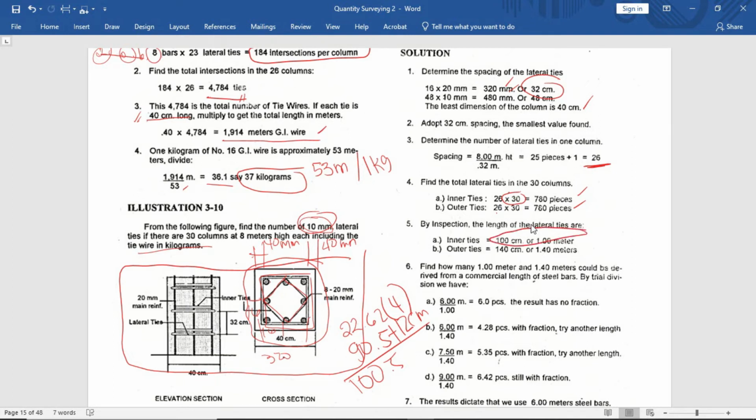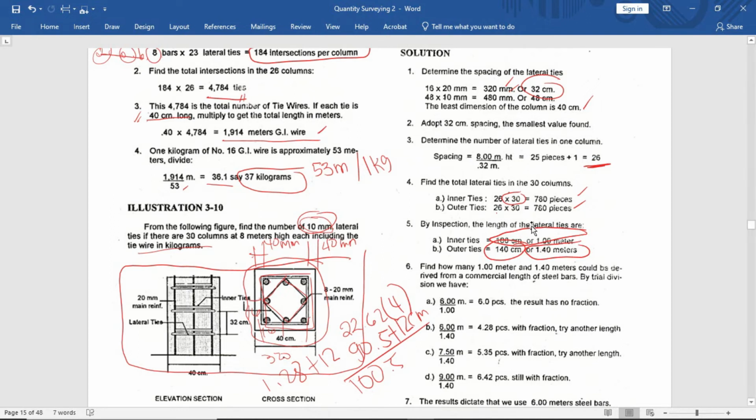So, para naman sa outer tie, 320 lang times 4, kasi nga 4 sides. So, 1.28. So, plus 12, yan ay magiging 140 or 1.4 centimeters. Yan yung pag-aaralan natin.